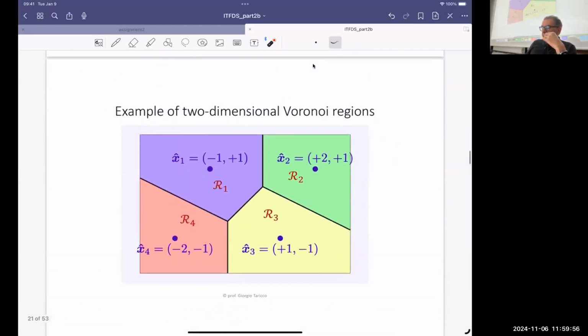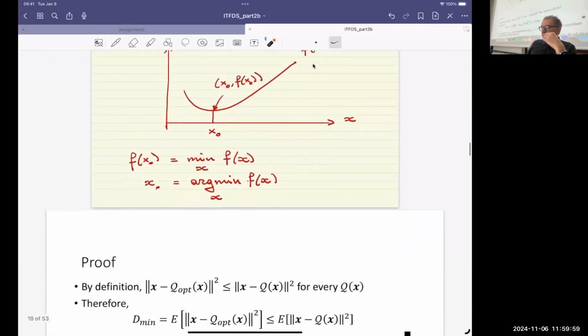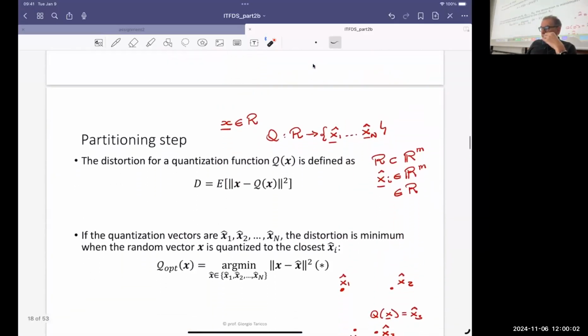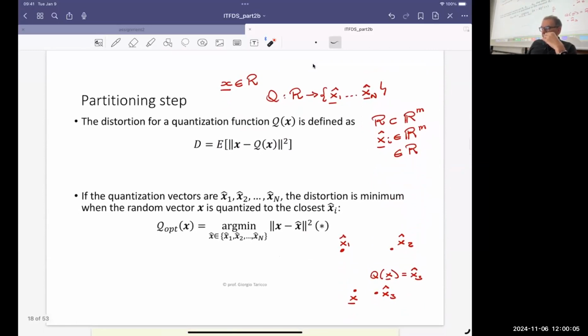Now, this property that the optimum quantization function corresponds to the choice of the closest quantization point is called the partitioning step of the LBG algorithm. The partitioning step is one of the 2 iterative steps that must be implemented by our iterative algorithm.